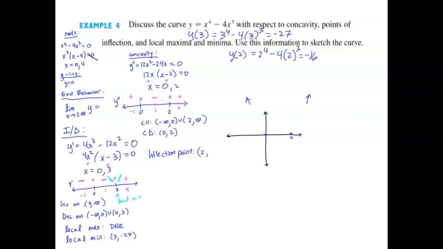All right, so putting it all together. We have a local minimum at (3, negative 27). We'll put, let's say that's 3, and negative 27 is right there. Boom, there's my local minimum. But then I'm also going to have this inflection point at (2, negative 16). Let's say that's right there.